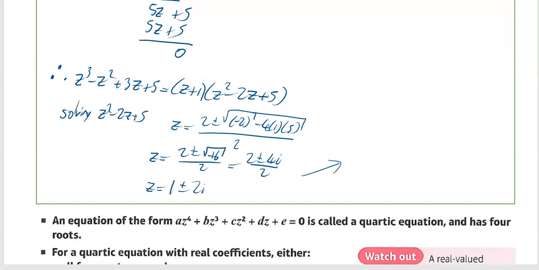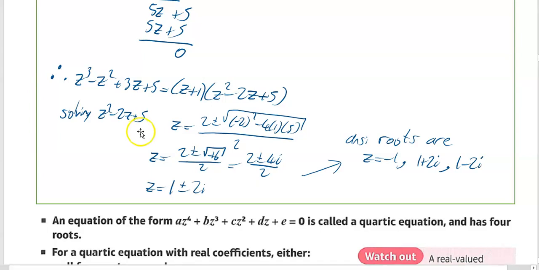So we'll just go over here and just say our answer. The roots are z equals minus 1. We were told that one, I think, earlier on. And then we have 1 plus 2i, and we also have 1 minus 2i. And there's your 3 roots, and that's it done.